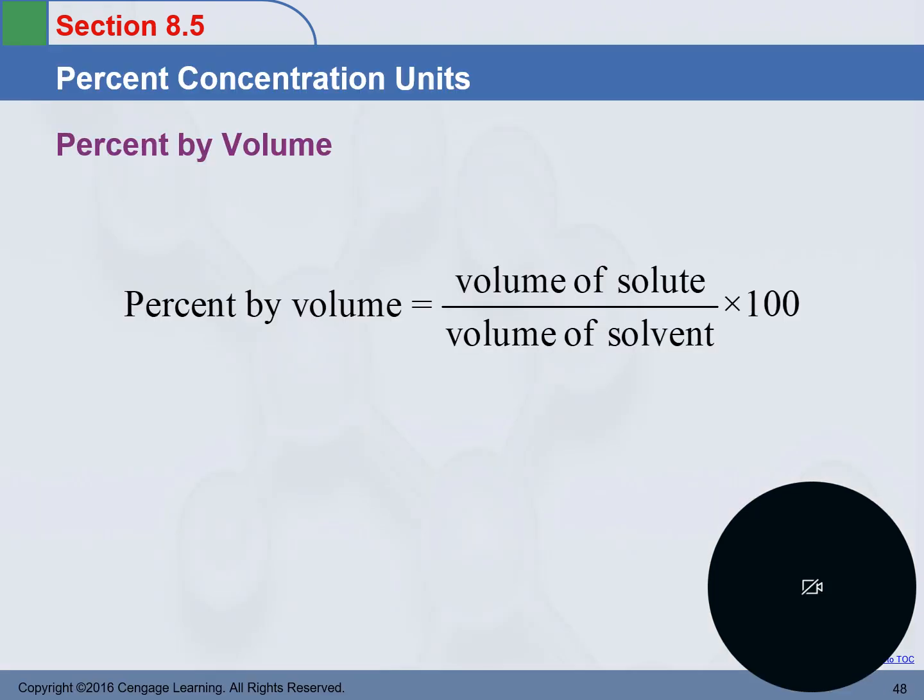There's actually a typo on this slide, so looking at this formula, the percent by volume should be the volume of solute divided by the volume of solution, not solvent. So make sure you're aware of that change.